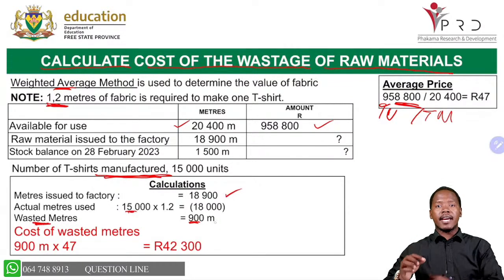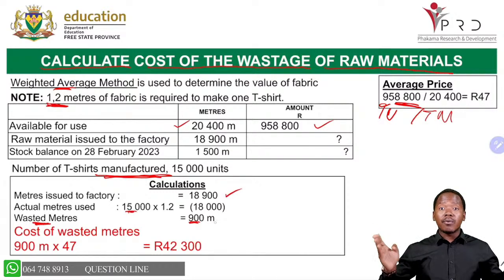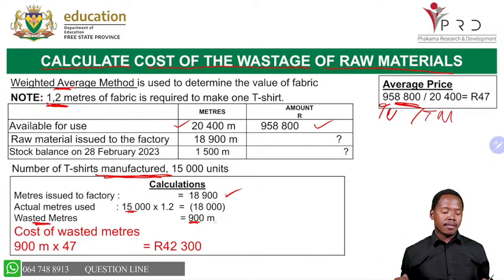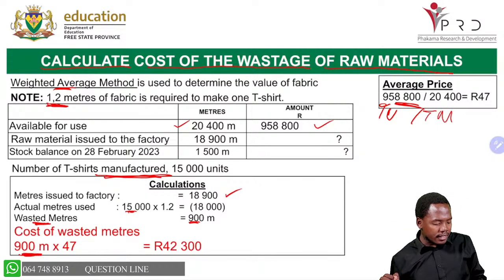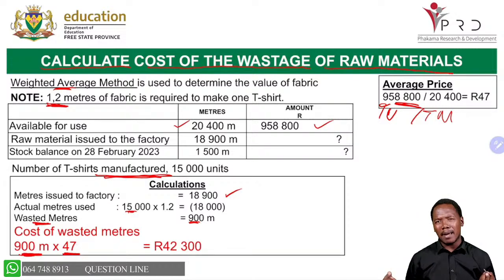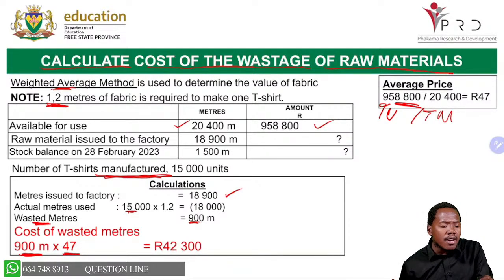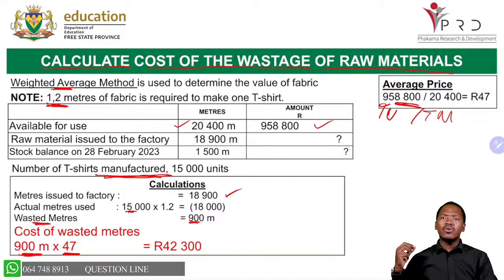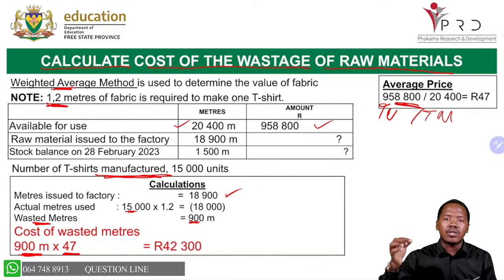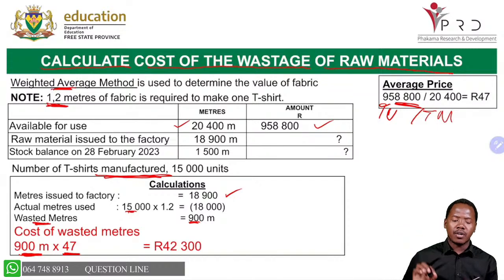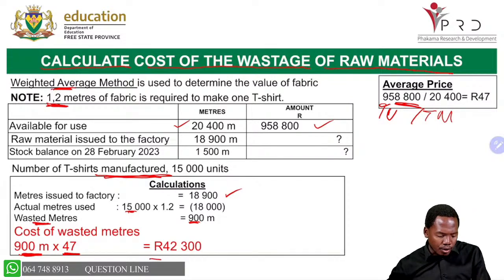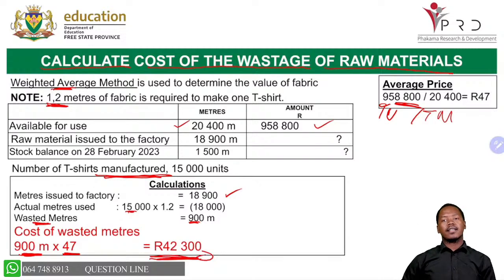Meaning, if the question was saying, how many meters did we waste? We're going to say 900. But what is the cost or the value of that wastage? We say now 900 multiplied by 47. Why multiplied by 47? Because the business uses weighted average method. So we must use the weighted average price to calculate the value of our fabric. So the answer becomes 42,300. Okay. There are other methods of getting the 42,300. We are not going to dwell much on them so that no one is confused.